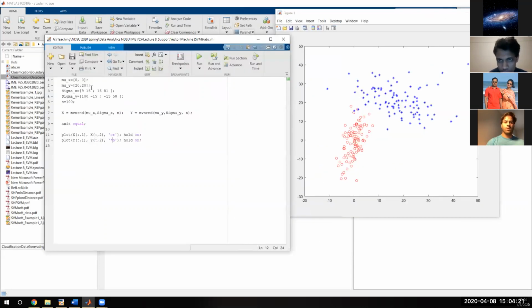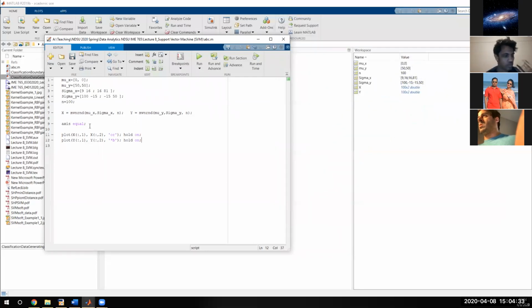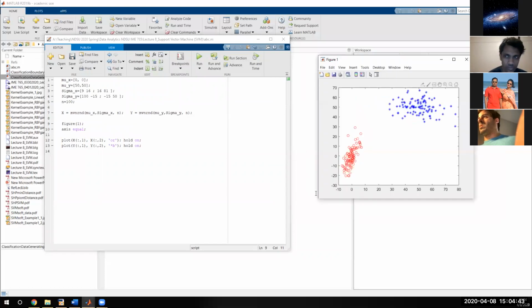Because I don't want to see something like this way. For example, let me make it 50-50. If that's the case, then it's probably going to be bad. Oops, let me close. Okay, so this is gonna be bad. Why? Because this classification is too simple.